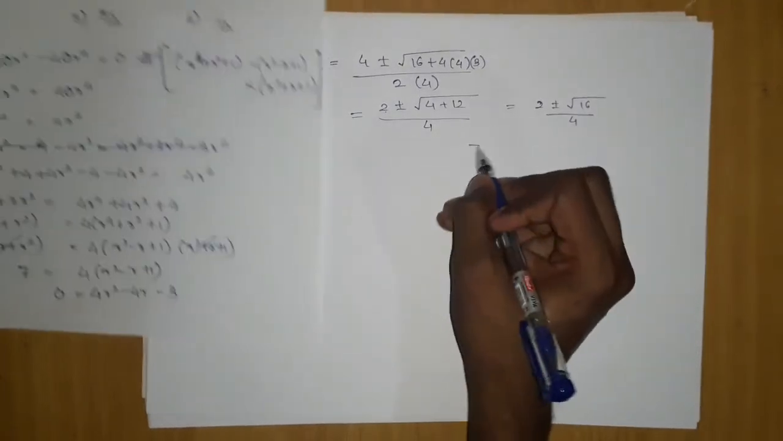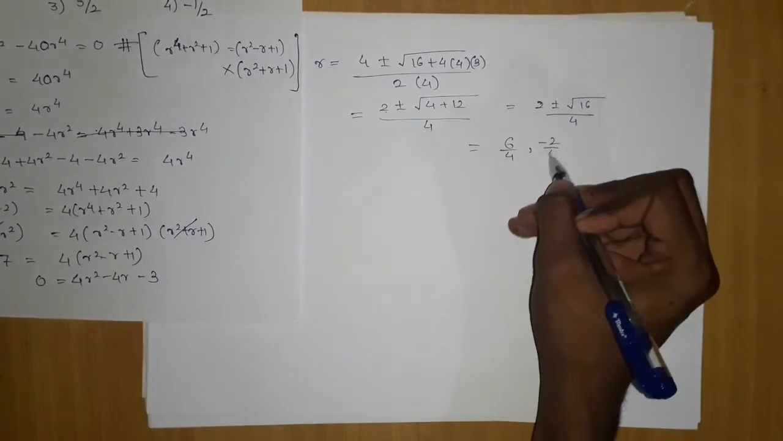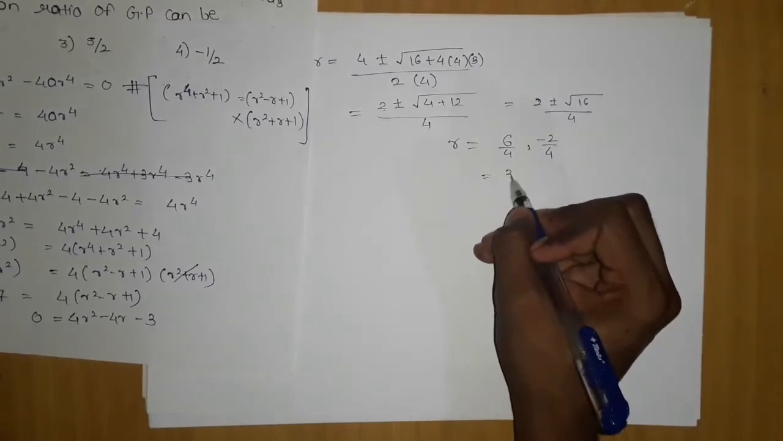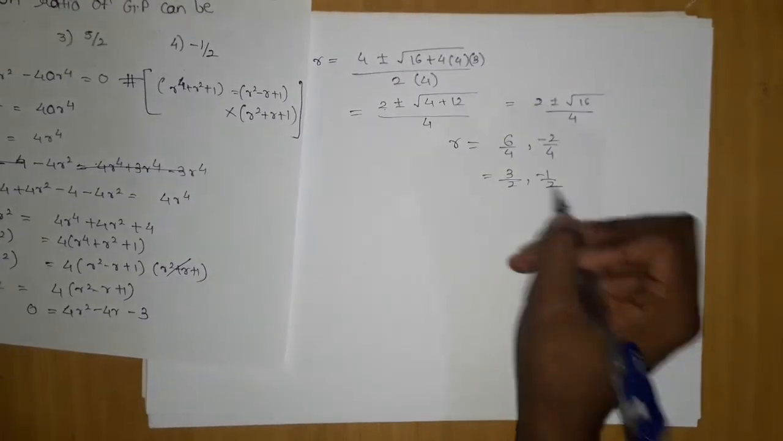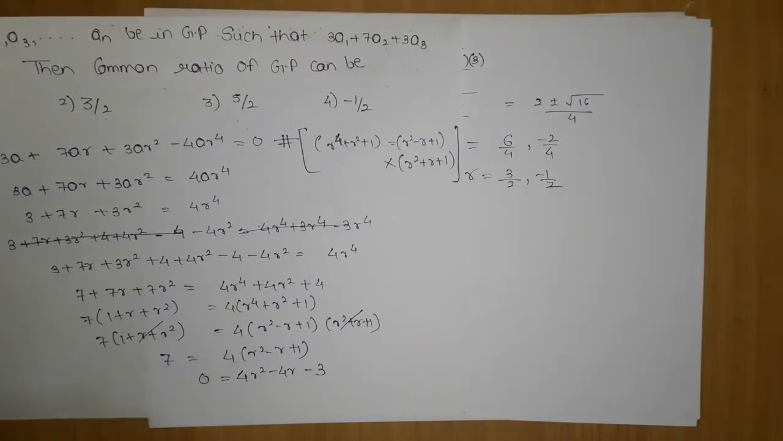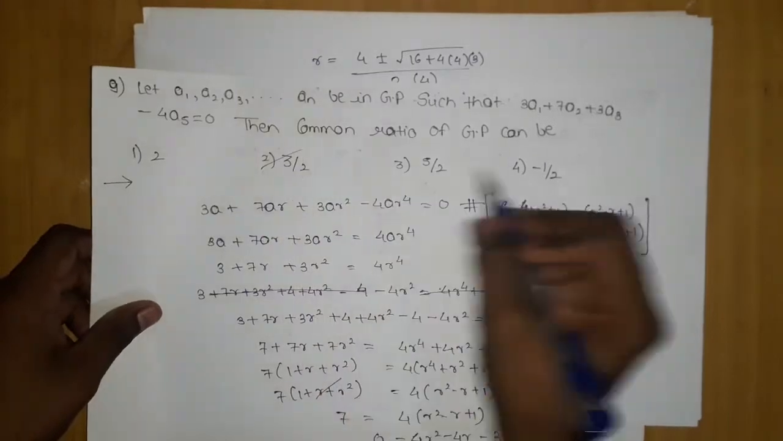So after this there can be two possible answers, 6 by 4 comma minus 2 by 4, which will simplify and give me 3 by 2 comma minus 1 by 2. So these are my r answers. Is there any common ratio possible from this? Yes, second and fourth. Second and fourth are the answer.